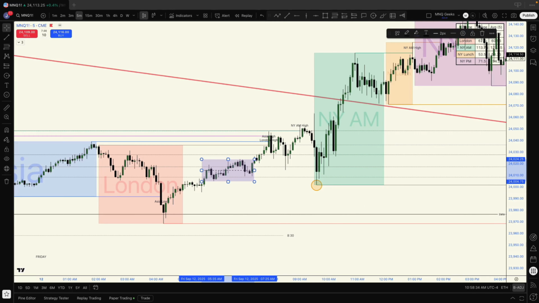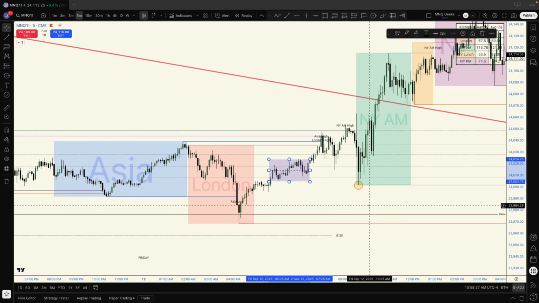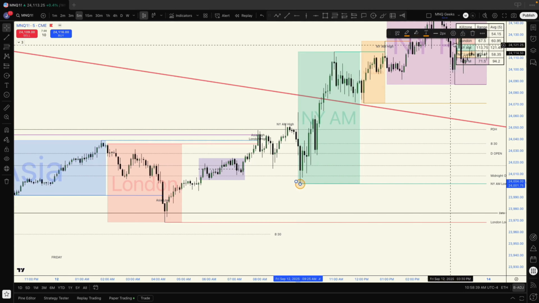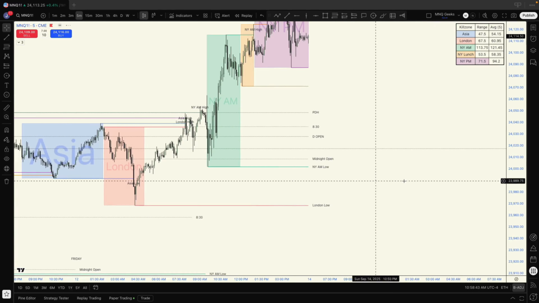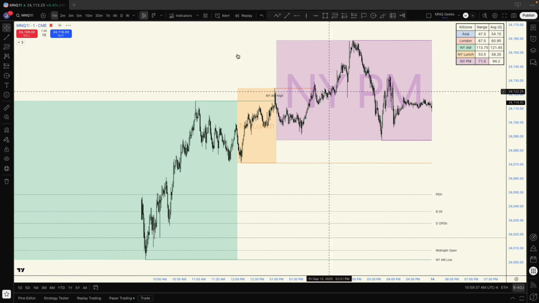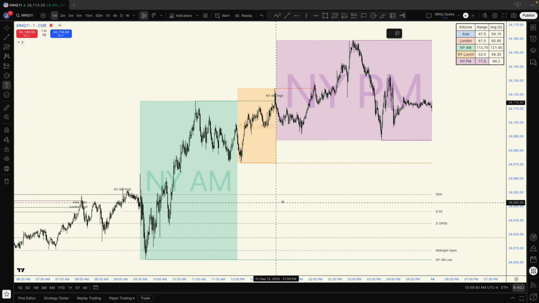Next, within structural liquidity, we also have swing highs and swing lows in obvious places. I've already talked about this many, many times. Your internal and your external liquidity, those are going to be very strong draws in liquidity. So that's very straightforward, very easy.